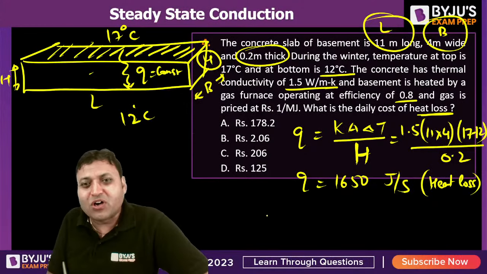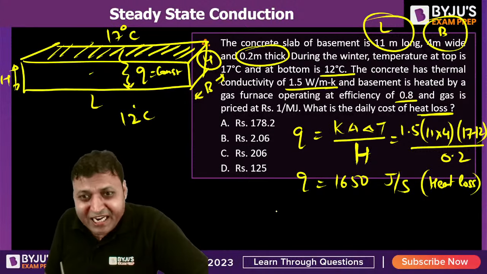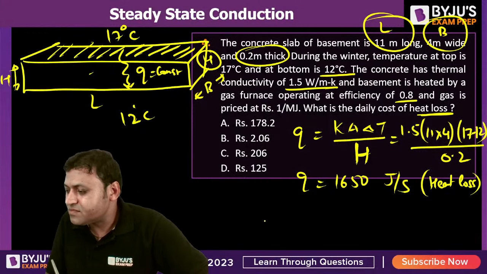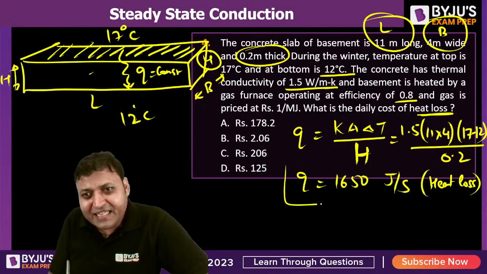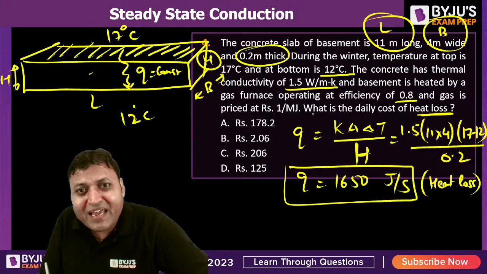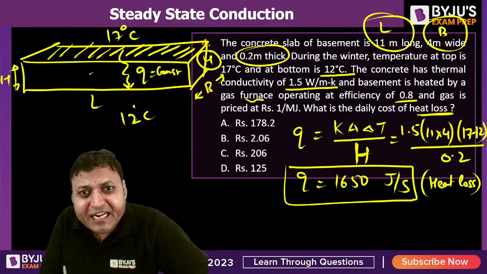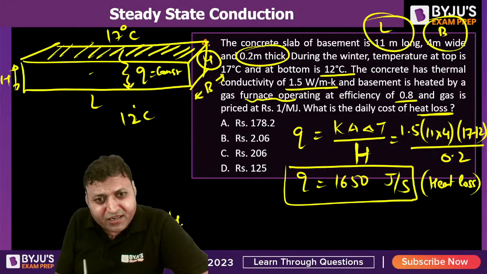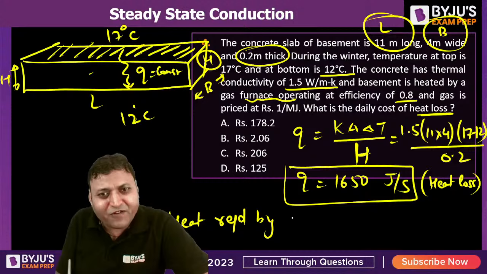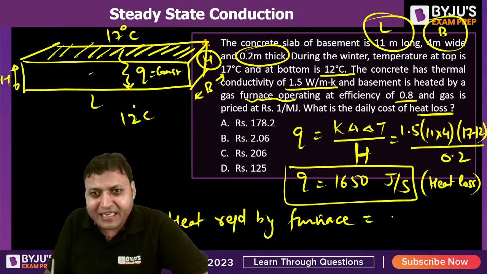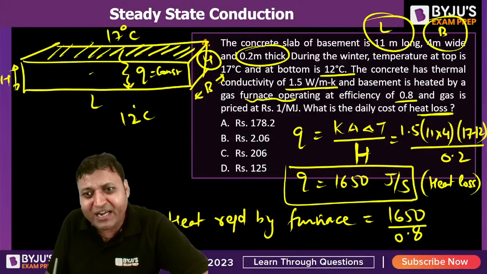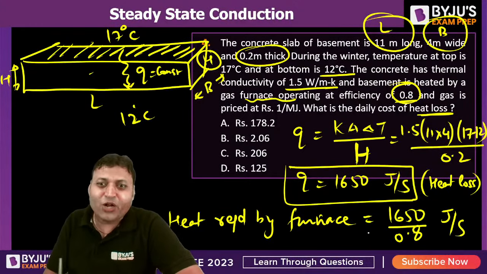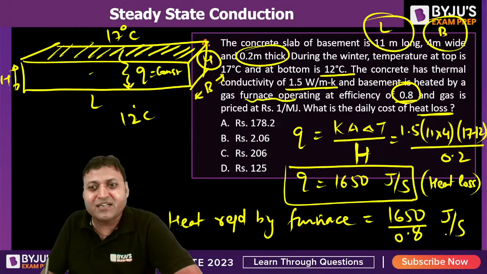And what is the amount of heat loss daily? This is the heat loss from the basement. And if I ask you what is the heat required by the furnace, heat required by the furnace will be equal to 1650 divided by 0.8, because it is working at an efficiency of 0.8, that is joule per second. Heat required by the furnace is equal to 1650 by 0.8 joule per second.